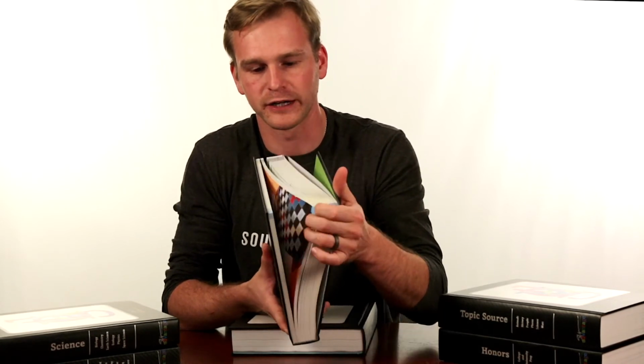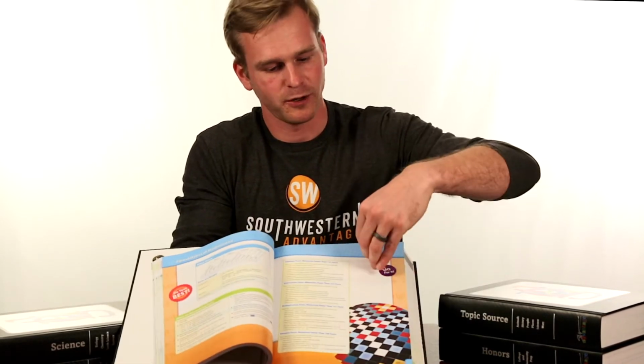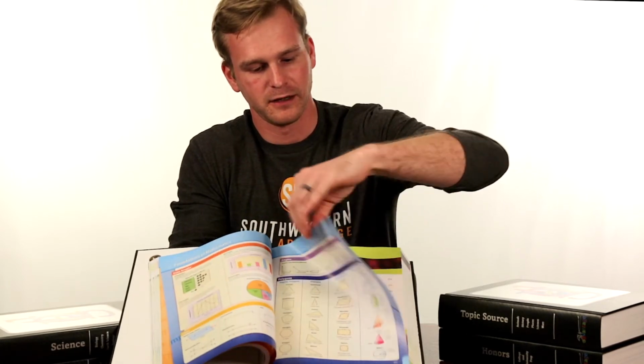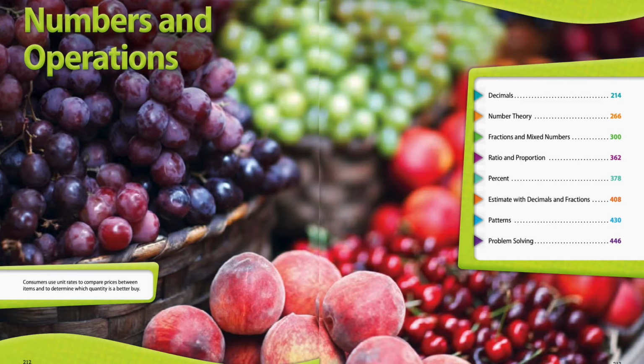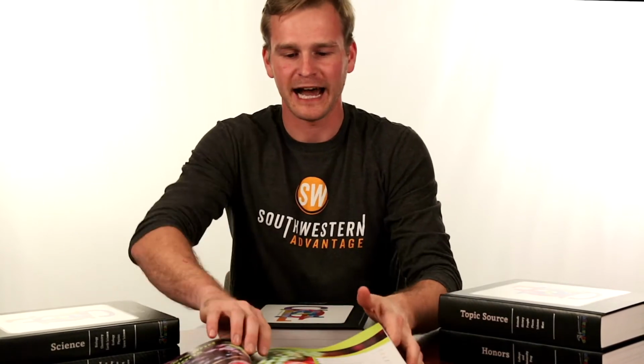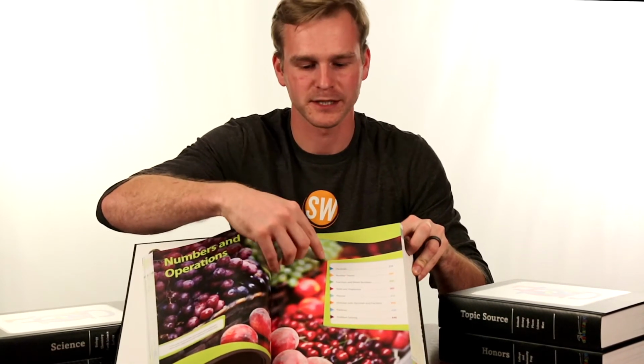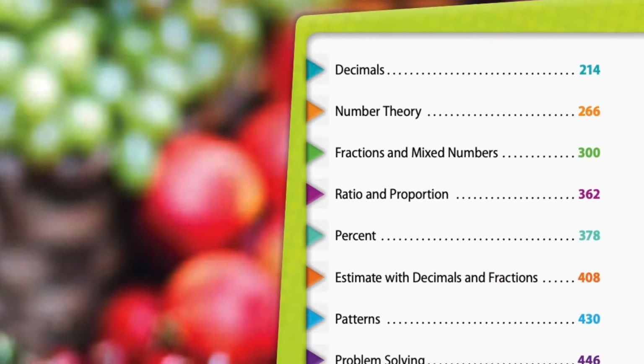I'm going to open the very first page of the olive green, which will have the numbers and operations part of the book right here. So technically, if we look at it, this is my numbers and operations book within my Core 4 set. How to find anything within the numbers and operations book? It's right here at the top.